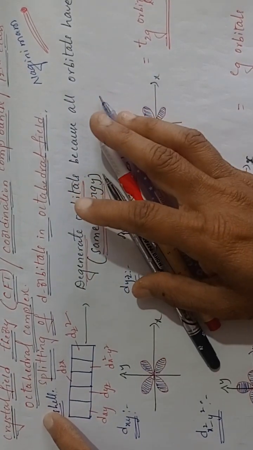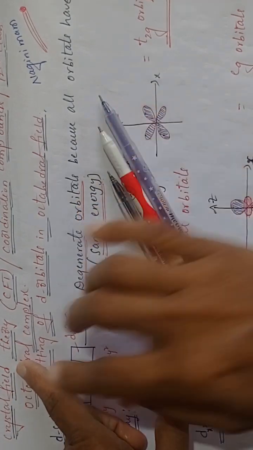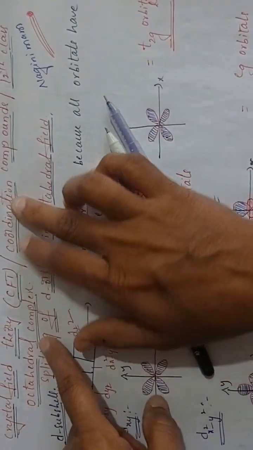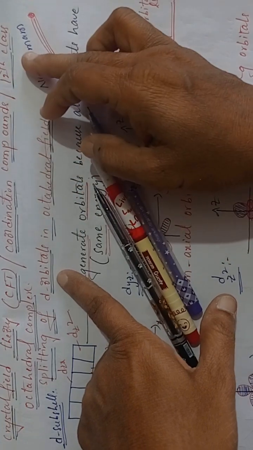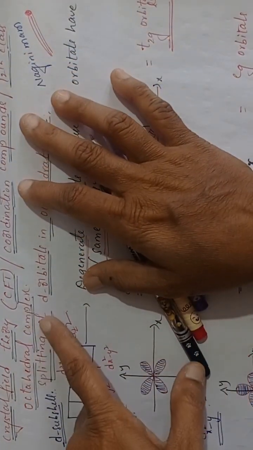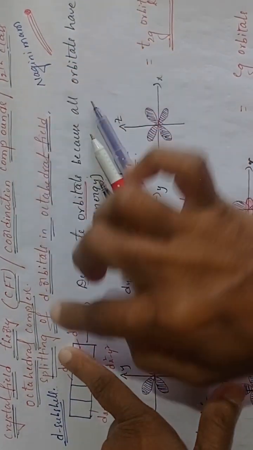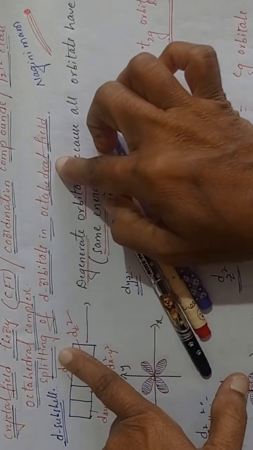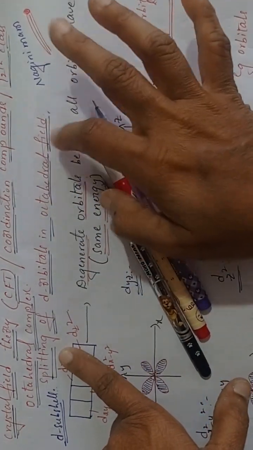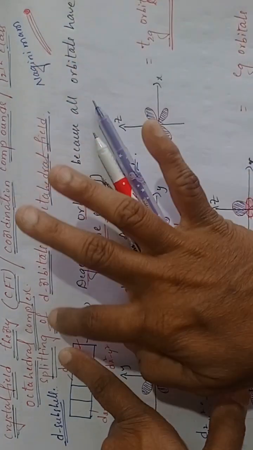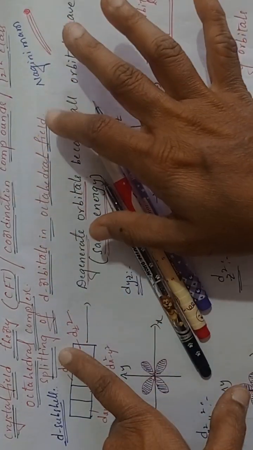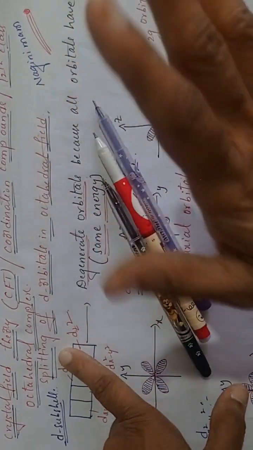Thank you students. In today's section I am going to discuss the CFT, crystal field theory, in the coordination compounds lesson for 12th class. In the octahedral complex, I am going to discuss the splitting of d orbitals in an octahedral field.